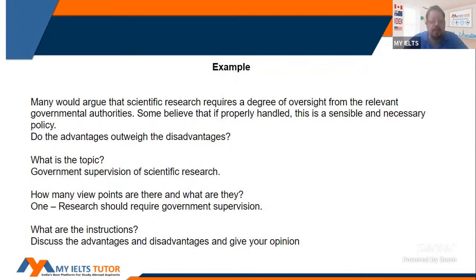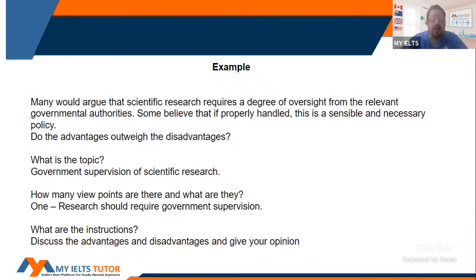Actually, that's the primary one. However, there's actually 2 viewpoints. I take that back. You may have caught my error here, but there's actually 2 viewpoints. The first one is actually in the first sentence. Many would argue. So here's an example of where you would have 2 viewpoints. And please forgive me for my error here.